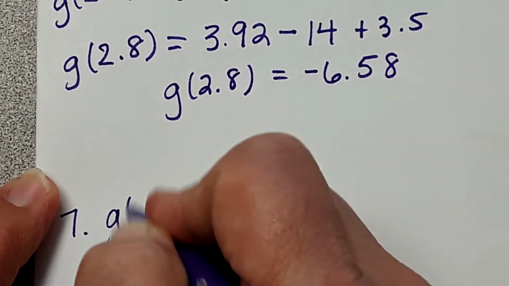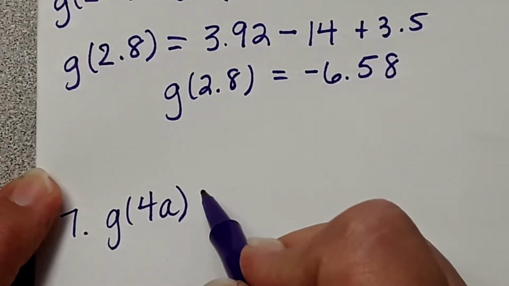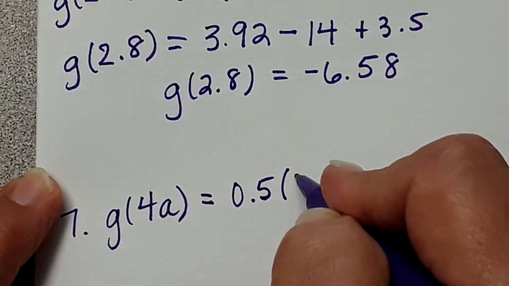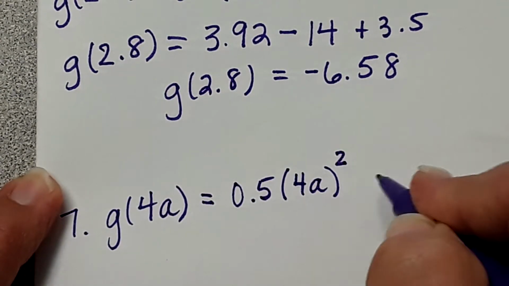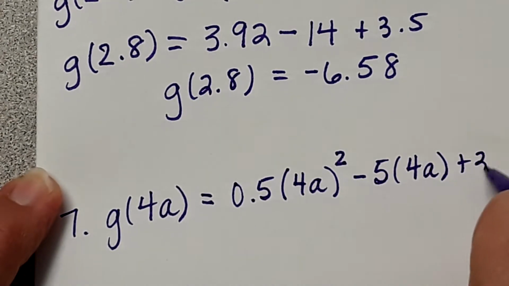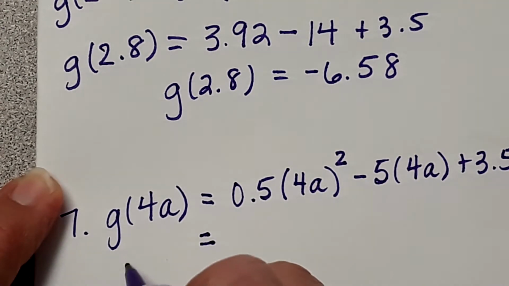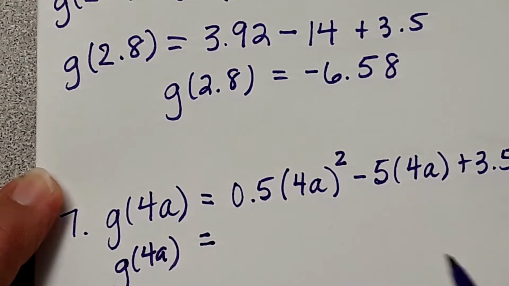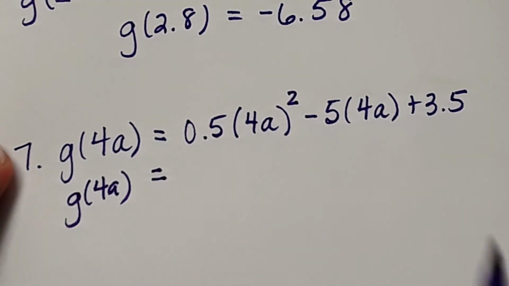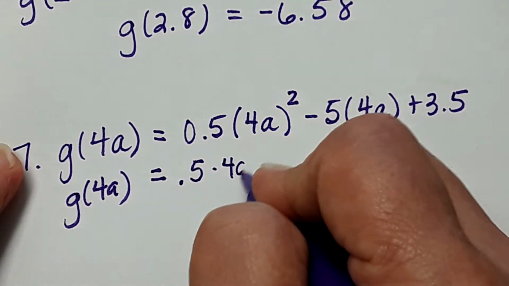Number 7 says g of 4a. You guys, all it means is replace x with 4a. So I have 0.5 times 4a squared minus 5 times 4a plus 3.5. Okay. So you would have, I'm going to drop the 0, you guys, because sometimes that 0 confuses me. So I'm going to do 0.5 times 4a times 4a.